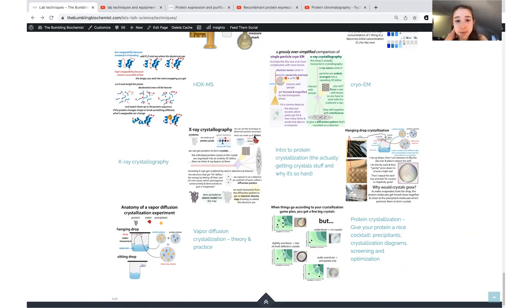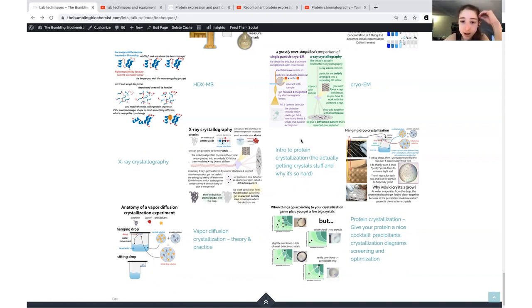With cryo-EM, the particles don't have to freeze in that perfect orderly manner. Instead, you freeze them in this vitreous ice, so this really thin sheet of liquid. It's like this glass, and then you take a ton of pictures and then you average together all of the different proteins and all of their different orientations to get information.